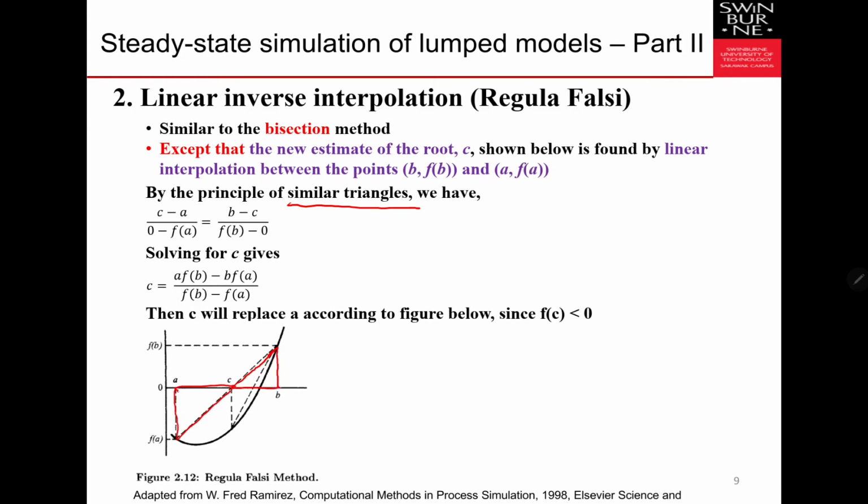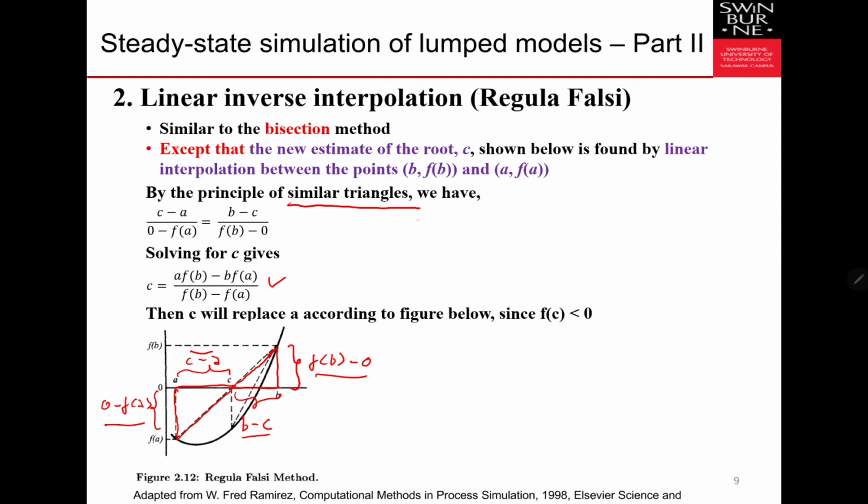So C minus A will refer to this length, and B minus C will refer to this length. Then we divide by this side, which is FB minus 0, and this side will be 0 minus FA, if we want to keep all these four values positive. If we solve for C, then we will get this value here.